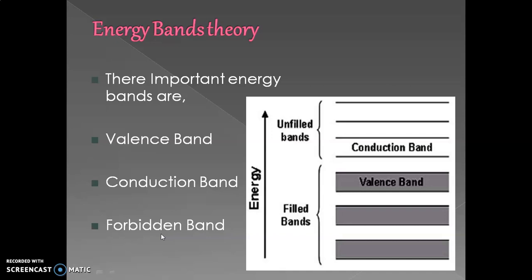Another one is the forbidden band. The separation between the conduction band and the valence band on the energy level diagram is known as the forbidden energy band gap.